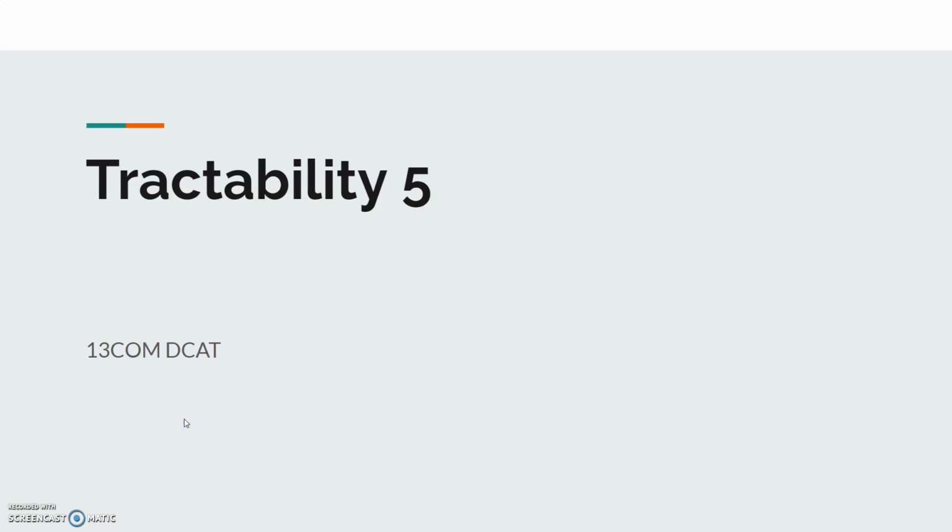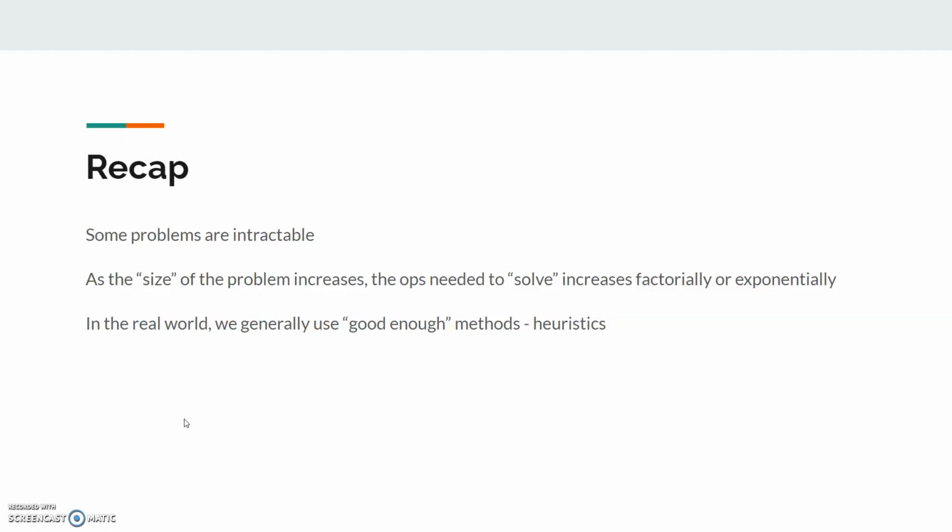So, continuing our tractability journey, recap. Some problems are intractable on computers, which means that as the size of the problems increases, the number of operations needed to solve, fully optimize, increases as a factorial or an exponential function. And that means that even relatively small increases in the size of the problem cause big problems.